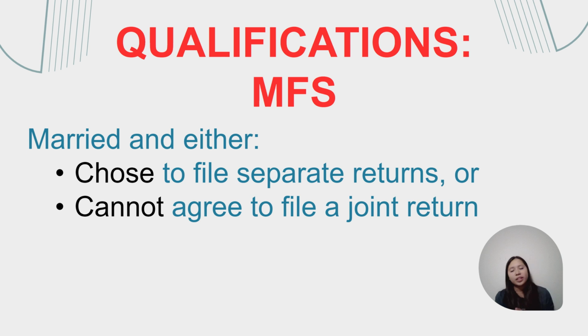So the qualifications for married filing separately is they must be married, and either they choose to file separate returns on their own or they can't agree to file a joint return. Say one spouse wants to file a joint return and the other cannot agree to file a joint return. They want to file married filing separately. In this case where there's a disagreement, the couple automatically defaults to both married filing separately status.